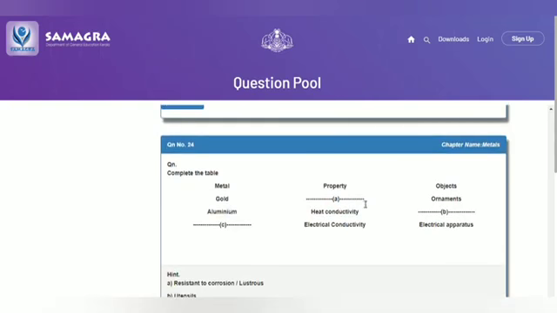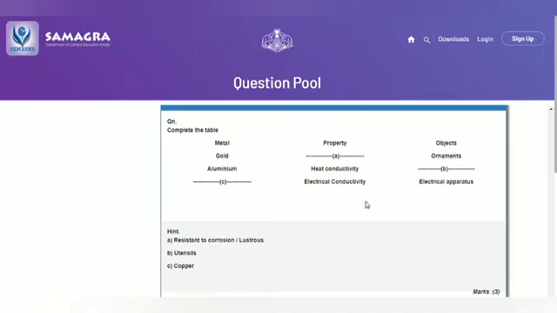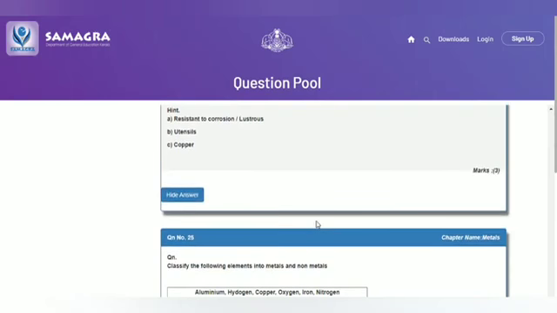Complete the table. Metal, property and objects. Gold, resistant to corrosion, lustrous, ornaments. Aluminium, heat conductivity, used for making utensils. Then the next one is copper, electrical conductivity, electrical apparatus.